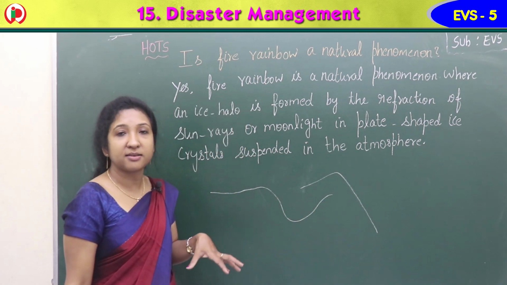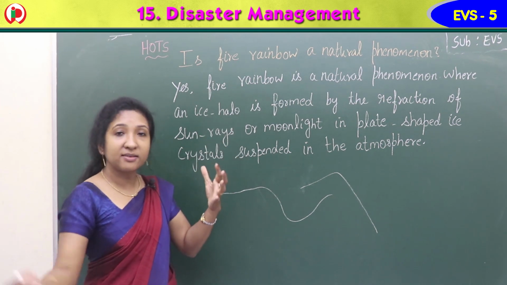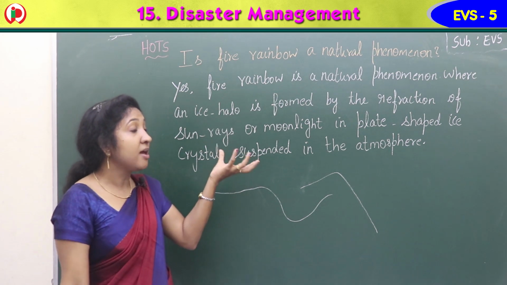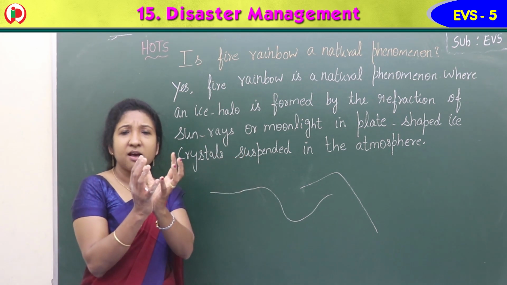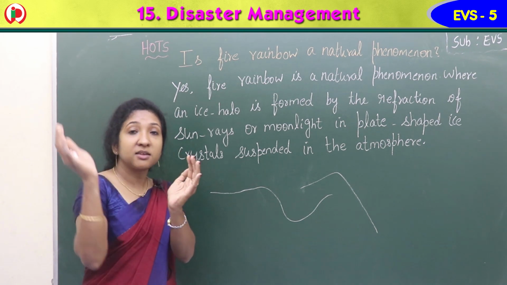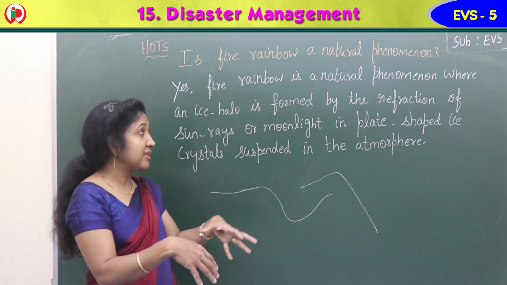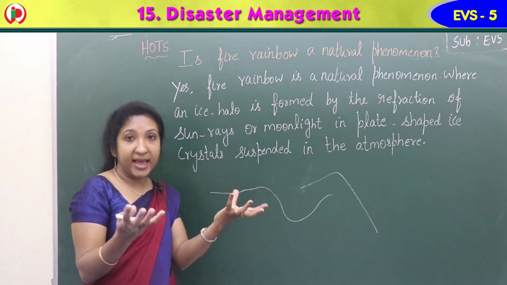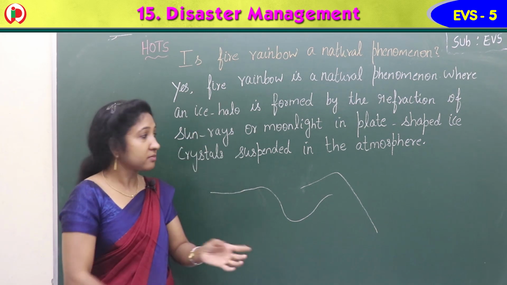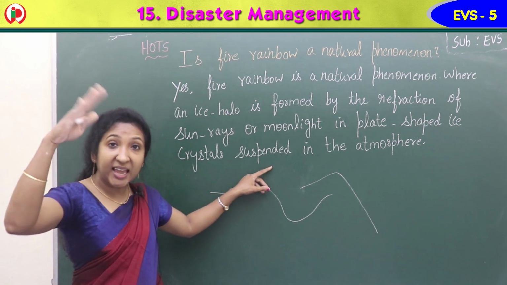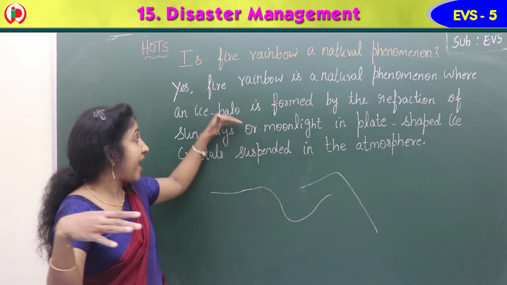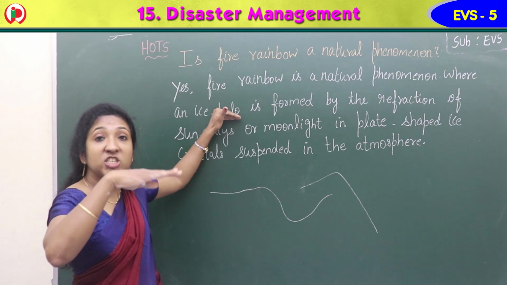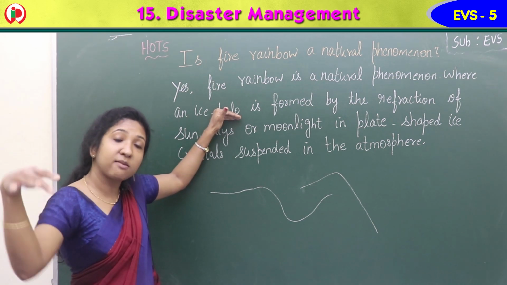The bending of light rays, like the sun rays, it is light only, right? So when sun rays move, they bend. Or moonlight or sunlight, it bends. How? In plate shaped ice crystals. Ice crystal means solid ice cube. Like that, it refracts or it bends. This ice halo is formed by refraction of sun rays, or bending of sunlight or moonlight, in ice crystals suspended in the atmosphere. Suspended means staying in the atmosphere. So this ice halo is formed by bending of the sunlight or moonlight in plate shaped ice crystals which are there in the atmosphere.